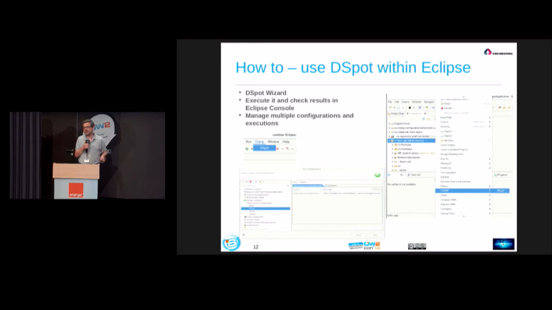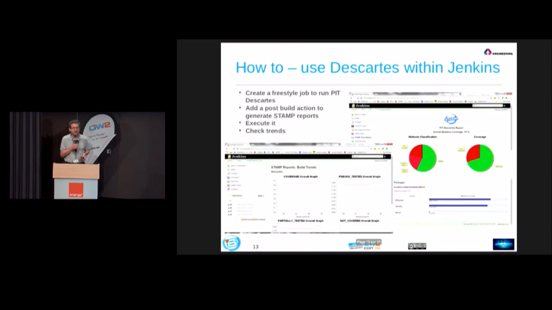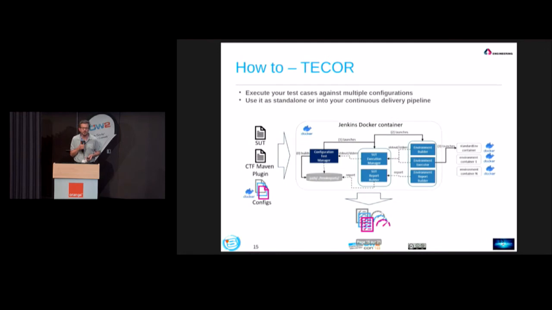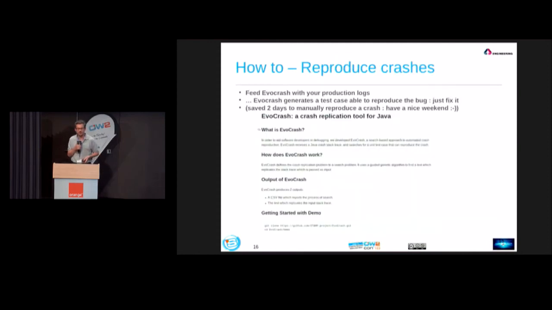All these components can be used standalone, but you can also use them within Eclipse. There is an integration made by Ethos to use this within Eclipse. You can use the CART within your Jenkins pipeline, and it shows reports on how good your tests are. You can use CAMP to generate variations of your test configurations and TESCO to execute them. And these components can be used standalone or within a Jenkins pipeline, for instance. You have EvoCrash to reproduce test cases. Usually you feed EvoCrash with the production logs, and EvoCrash is able to generate new test cases to reproduce that bug.